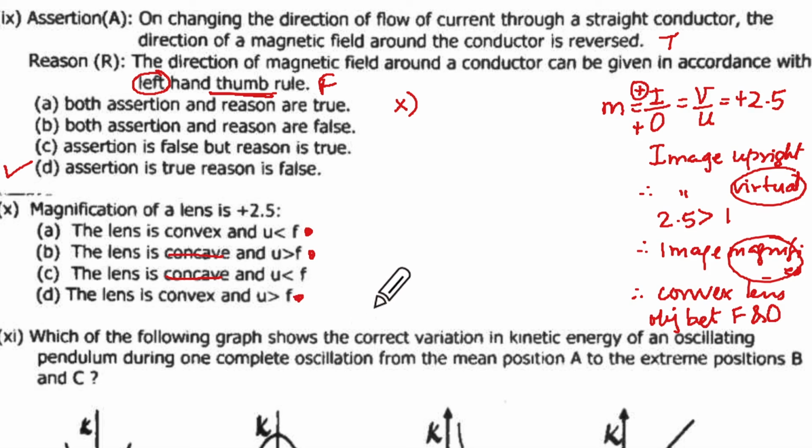Is it difficult to understand? Because nobody is talking. It's A. Okay, why is it A? Because the object is between F and optical center. So it will be less than the focal length, correct? Understanding, right? So this is your A.